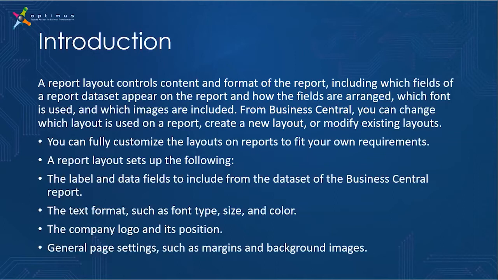This means that a data set is basically, because of all the tables that we have in Business Central, we could just recall and specify which fields we're about to use. But a data set includes the information, if it's going to be for the sales report or sales invoice, all the information pertinent to a sales order. It's not that we just recall any type of table. And that's then part of a data set. Then the text formats such as font type, size, and color, the company logo and its position, and general page settings such as margins and background images.